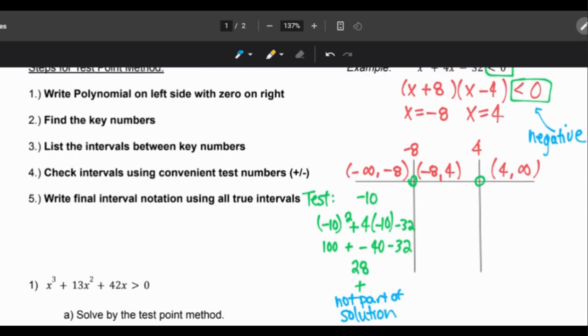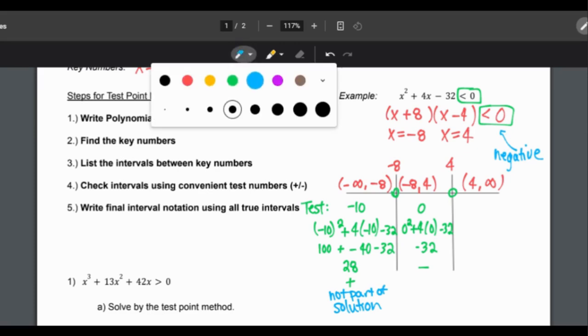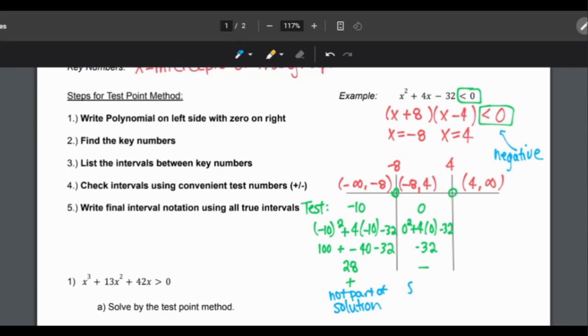And then if I test a number between negative 8 and positive 4, I'm going to go with 0. I think that's the easiest number to always plug in. Or if 0 is part of your interval, then use that whenever possible. So 0 squared plus 4 times 0 minus 32 is going to be 0 plus 0 minus 32, which is negative 32. And again, I don't really have to figure out the exact number, but I know that it's going to be negative. And that's good. So this is part of the solution set. So in my solution set, I would shade in between negative 8 and positive 4.